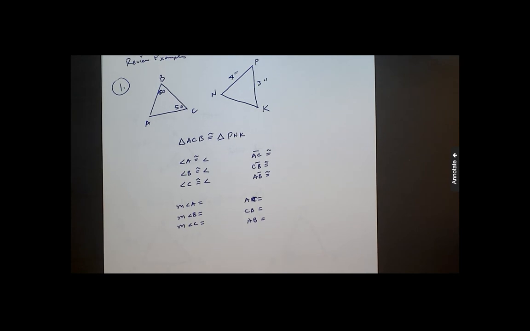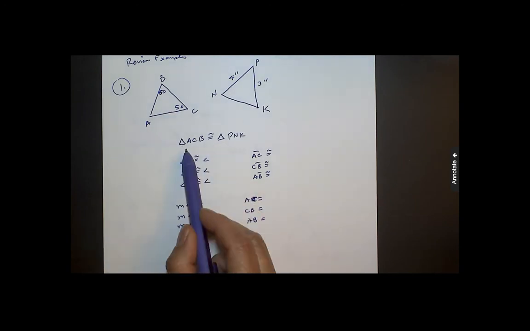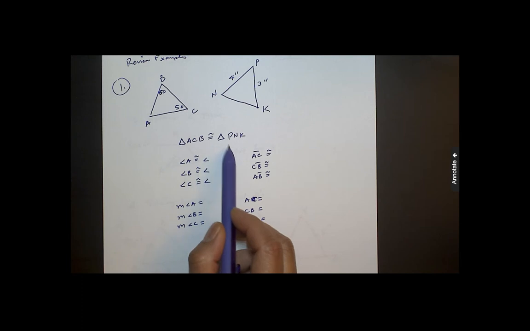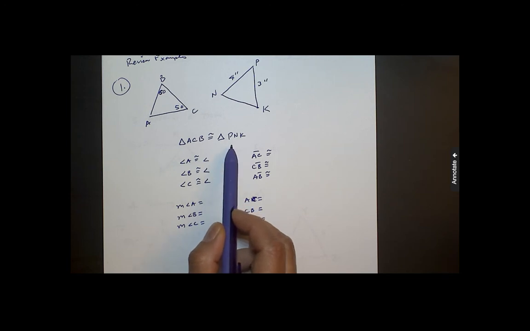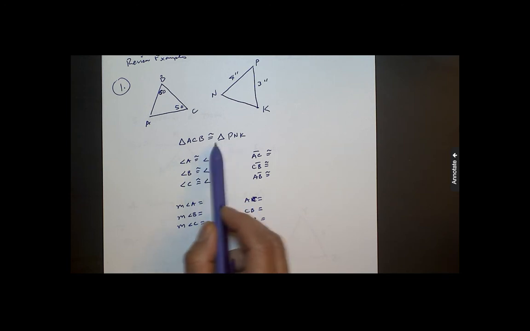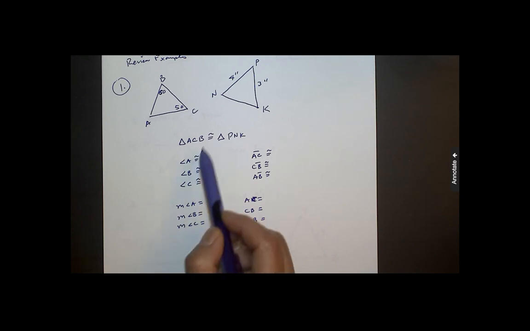So this first problem is just one that I made up. You have these two triangles right here, and you're given that triangle ACB is congruent to triangle PNK. Remember that order matters when you're making a congruence statement or when you're given a congruence statement between two polygons. So how do you read this statement?